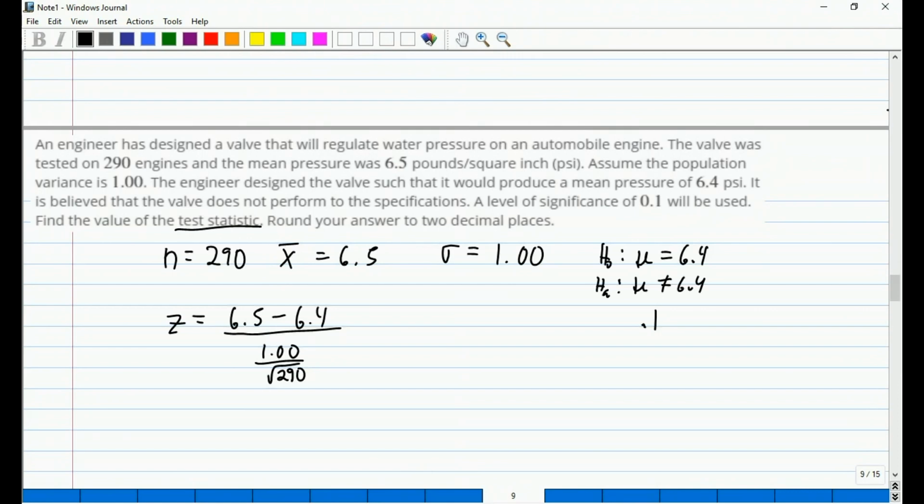Okay, so that's going to be 0.1 in the numerator, and then I'm going to say times the square root of 290, and then I could divide it by 1, but that does nothing. So want to round this to two places. 1.70 is my answer.